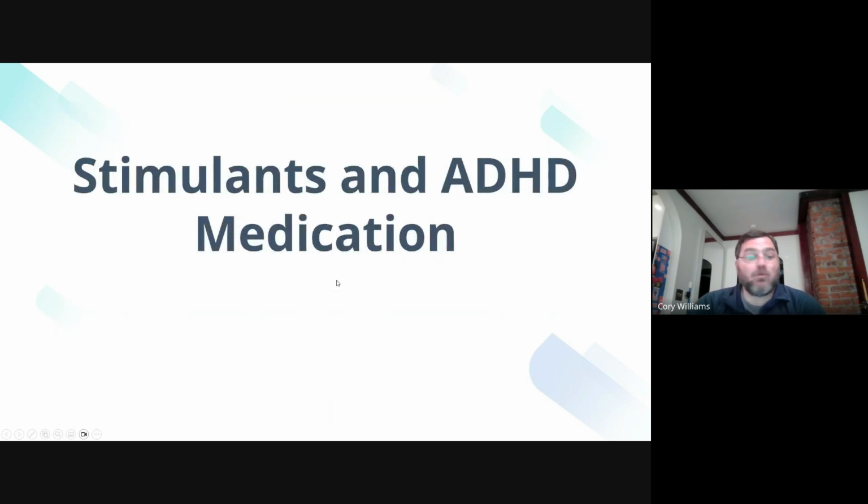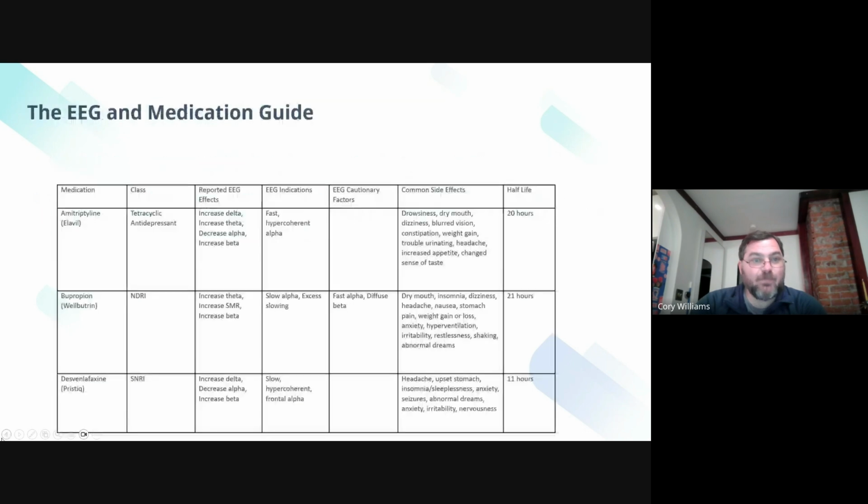We also added an EEG cautionary factors piece. So for example, with Wellbutrin, there is literature that says if somebody has a fast alpha or a diffuse background beta, they might have adverse reactions to the Wellbutrin. They might run into more common side effects. It might not be as effective as you like. So we added this kind of list of cautionary factors as well.